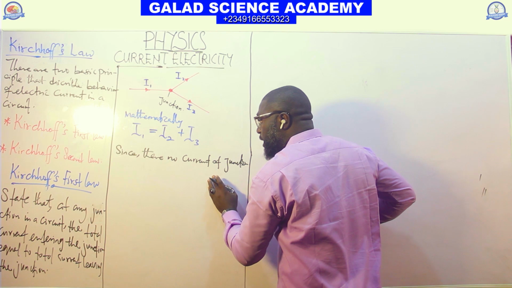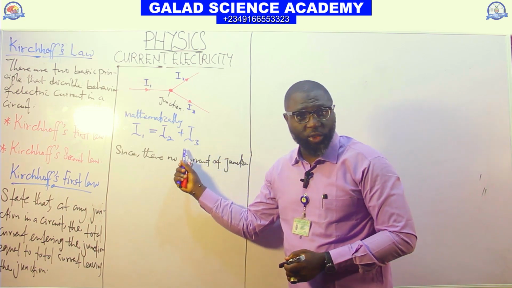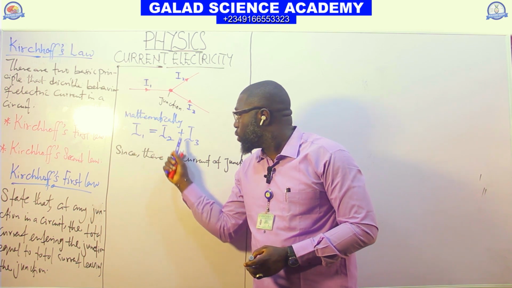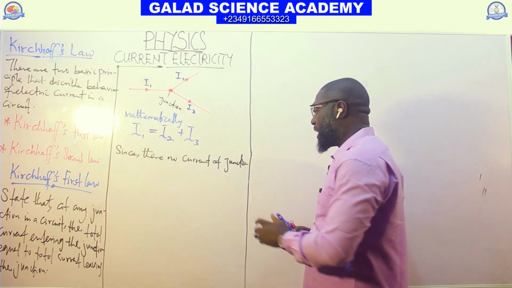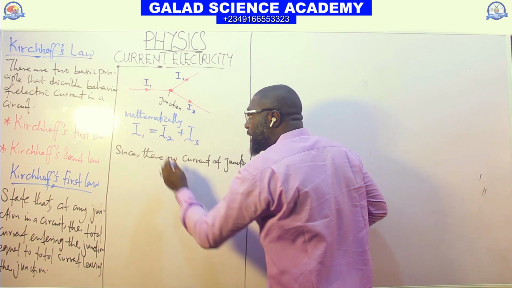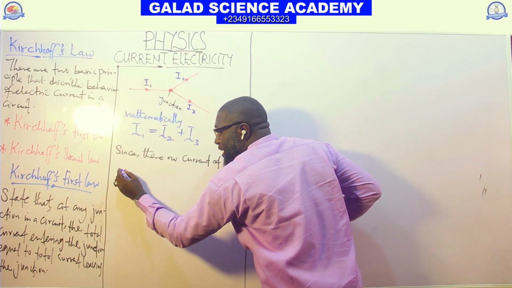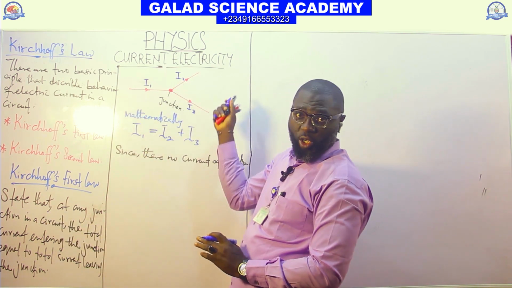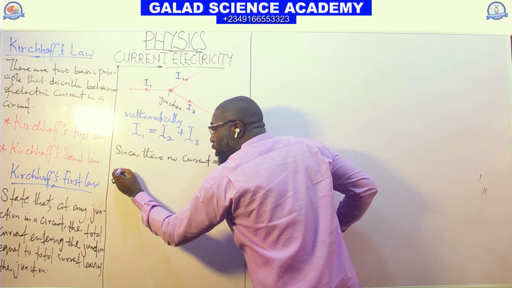From this expression, if I take I2 and I3 inside, they will become minus. So we can now restate the first law. This is the first statement: current entering the junction equals current leaving the junction, so there is no current in the junction. This first law can also be stated as follows.